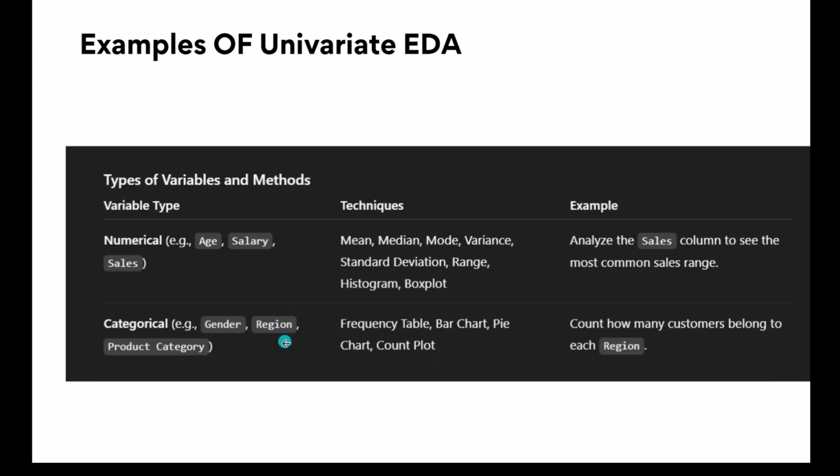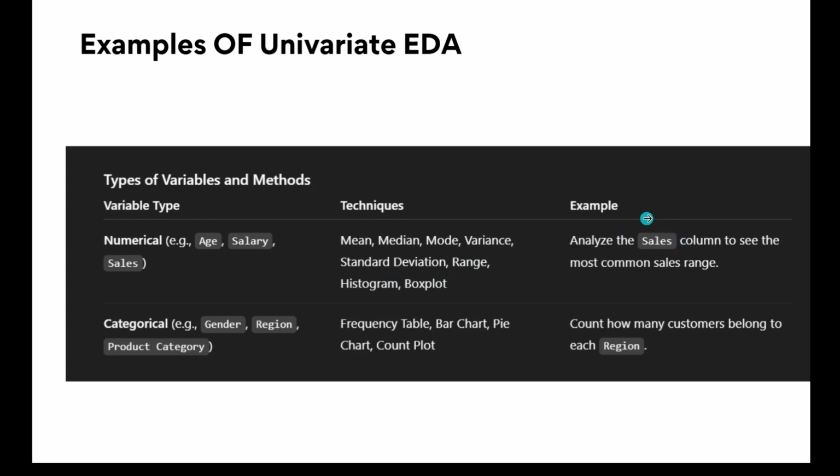Now, let's look at this diagram to get an understanding of univariate EDA. Now, the types of variable and methods we can actually use when performing EDA, univariate EDA. Now, let's say we have a numerical column where we have the age, salary, and sales. Now, we can actually use techniques like mean, median, mode, variance, standard deviation, range, histogram, and box plot.